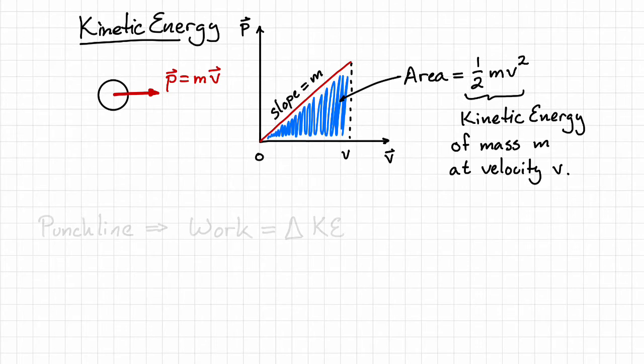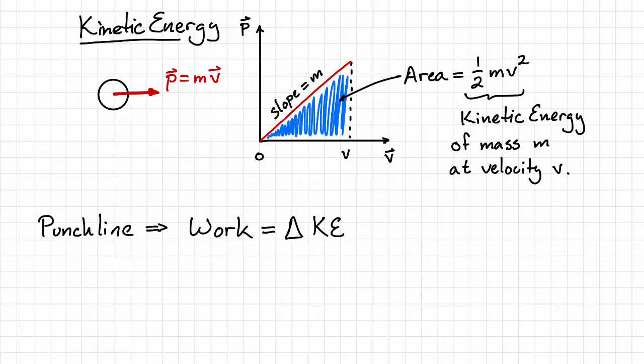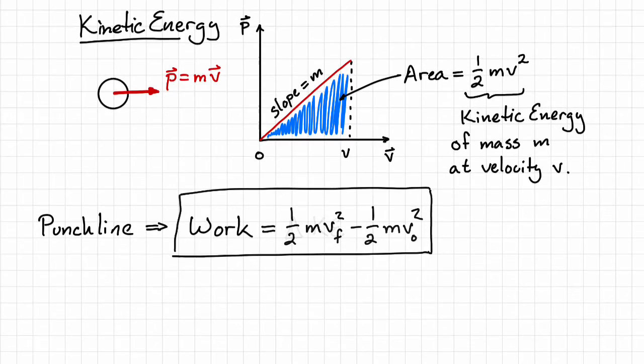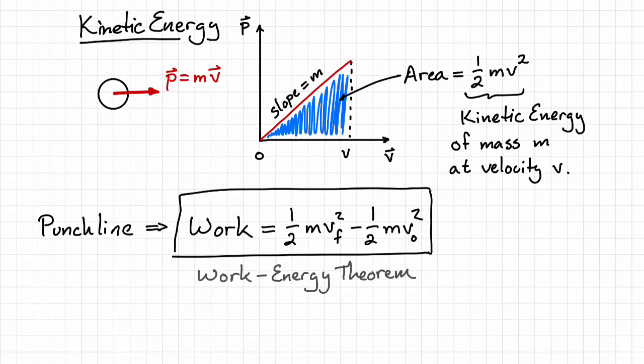The punchline is the work done to the system is equal to the kinetic energy change between two different velocities. That is, work is 1/2 m v final squared minus 1/2 m v initial squared. This is known as the work energy theorem.